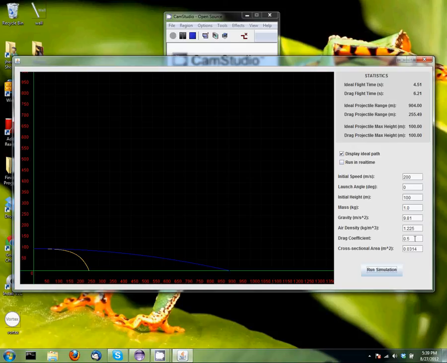But if you enter normal values, and normal goes up pretty high, like up to 800 meters per second, 1,000 meters per second, and reasonable drag coefficients, you'll get reasonable looking graphs. So it's pretty good overall.